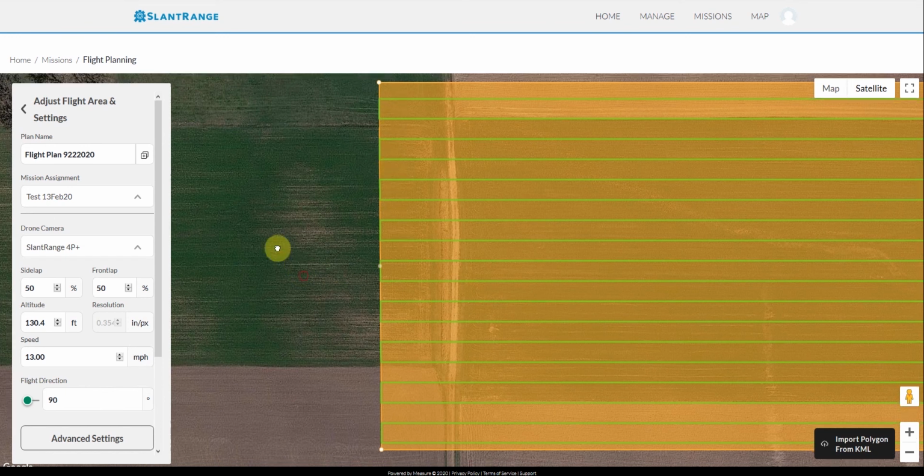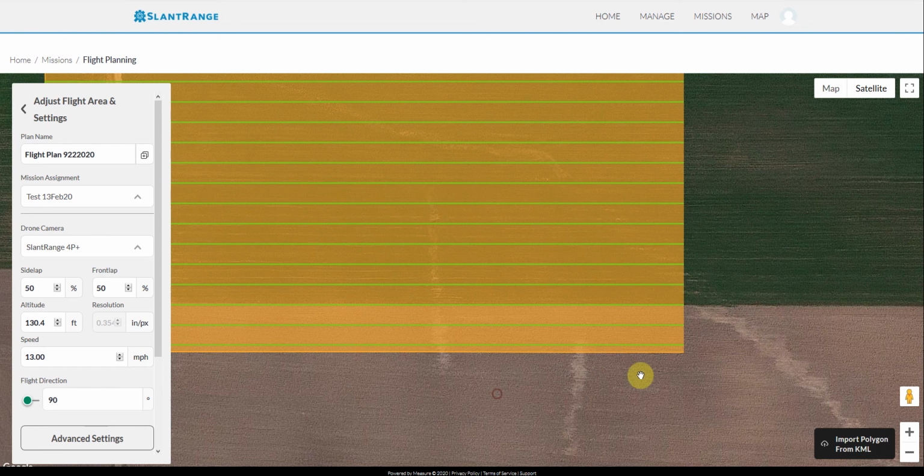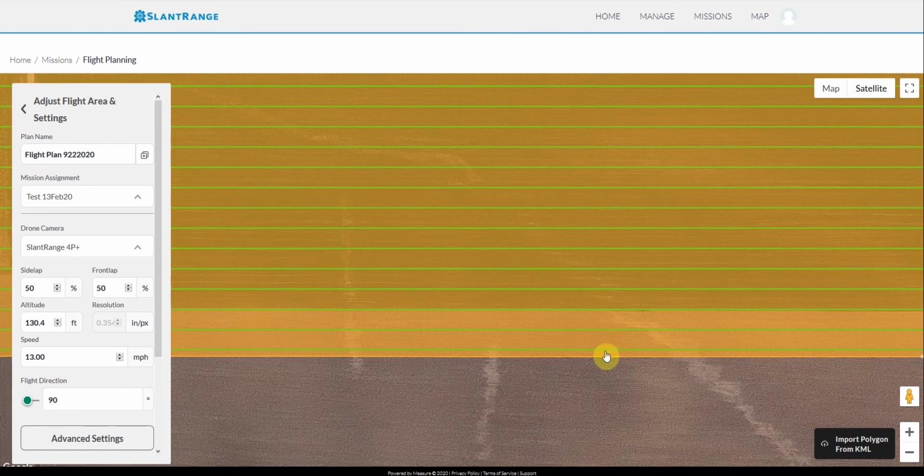Number 2, on the other side of the field, all data should be covered by at least 2 flight legs, so make sure to add an extra flight leg or 2 at the sides of the field.